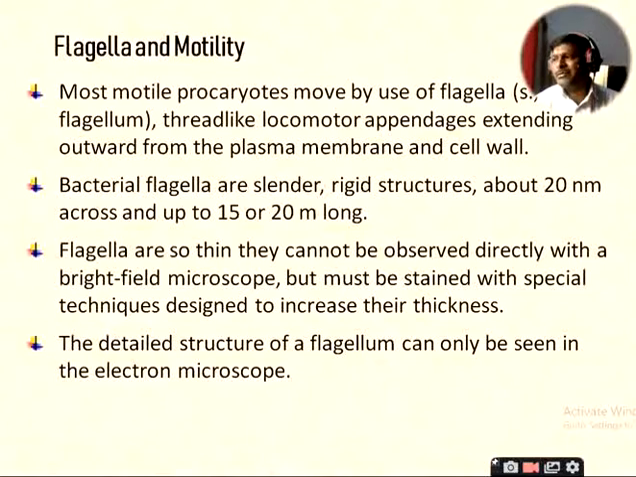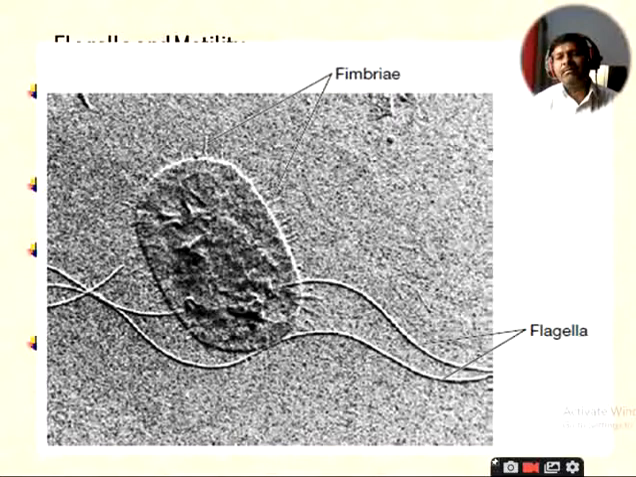That means to study the detailed structure of the flagella, there is a need for the electron microscope, and by using electron microscopy we are able to study the flagella. This is the diagrammatic representation of the flagella. See, these are the thread-like appendages which come from the plasma membrane of the cell, and these thread-like appendages are called flagella.